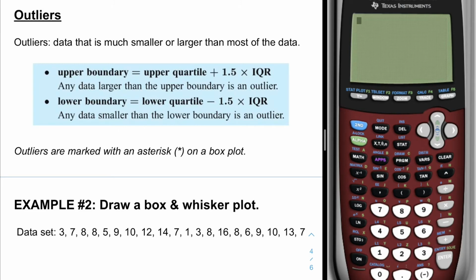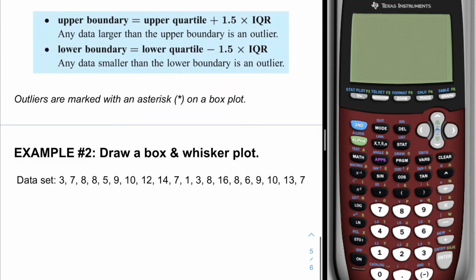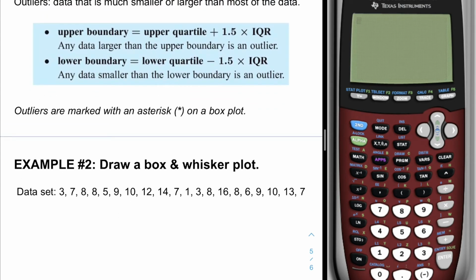The way that you find out what your outliers are is you have to find the upper bound and the lower bound of your data. To find the upper bound, you find the upper quartile, and then you add 1.5 times your IQR. The lower bound is the same way. You take your lower quartile, but you subtract 1.5 times your IQR. Once you know what your outliers are, you will mark them with an asterisk, like a little star, on your box plot. So let's look at example 2.